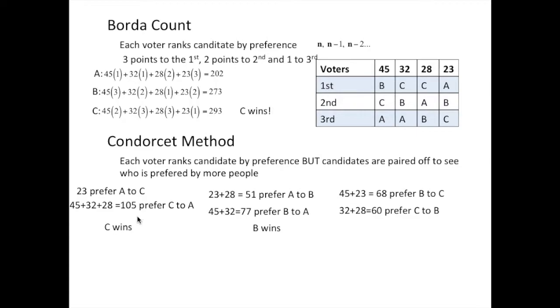Between A and C, C wins. Between A and B, B wins. But between B and C, B wins. So altogether, B wins. So B wins totally.